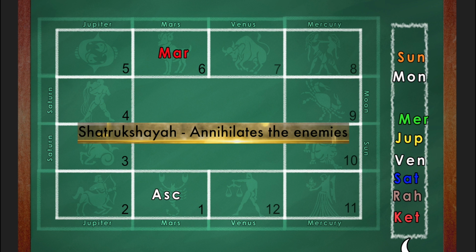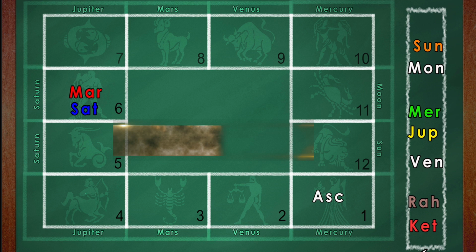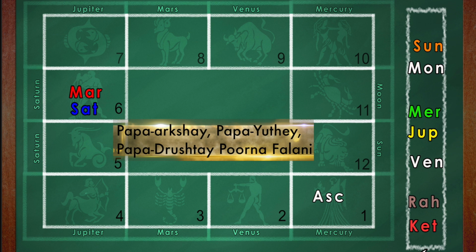Shatru Shayah, defeating his enemies, vanquish his enemies, destroy his enemies. Now he starts, the conditions apply. Papa Kshe, Papa Yute, Papa Drishte. Papa means natural malefics. So, Purna Falani. Purna is full. So the fruits of Mars in the 6th will be realized entirely or fully.